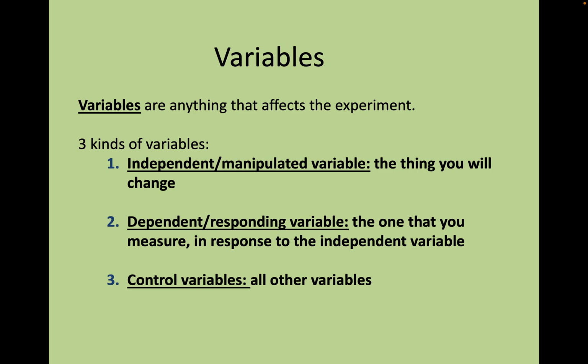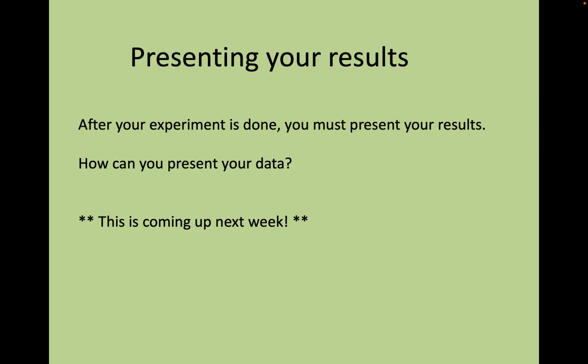Control variables are everything else. In some places, you'll see independent and dependent. In some places, you'll see manipulated and responding. I learned independent and dependent. Either way, you're technically correct. They're just called slightly different things. We're going to write this out on the board in class, and I think that'll make a little bit more sense to you when you see them all written out. So if this is a little bit confusing, just hold on.